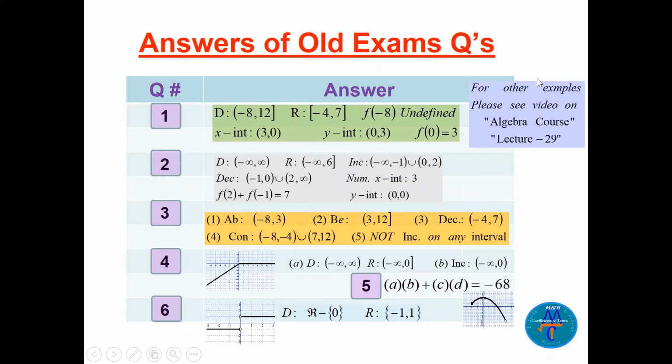Again, for other examples, if you would like to see other examples, you can visit the Algebra course lecture 29. We have many examples there.